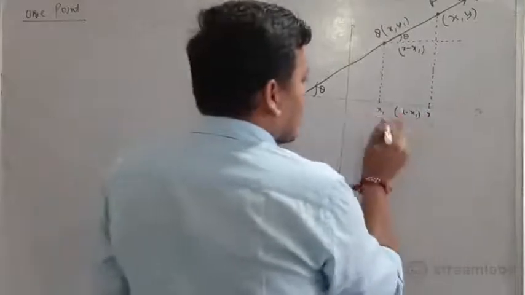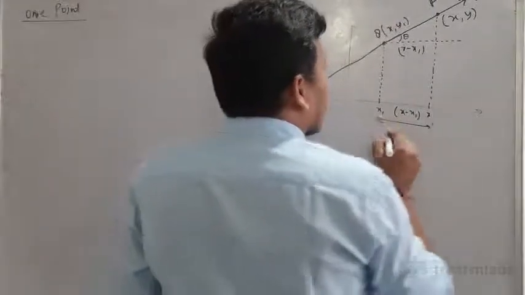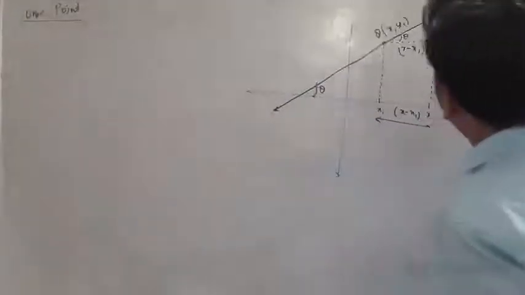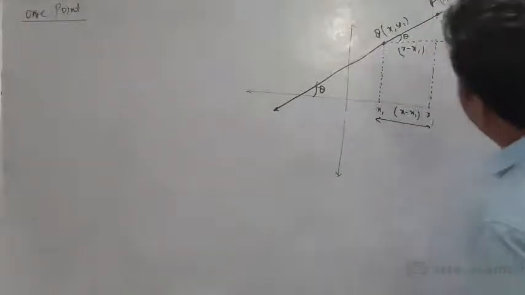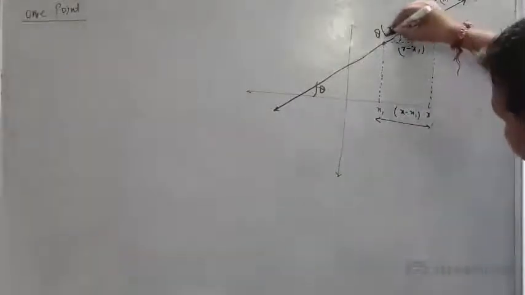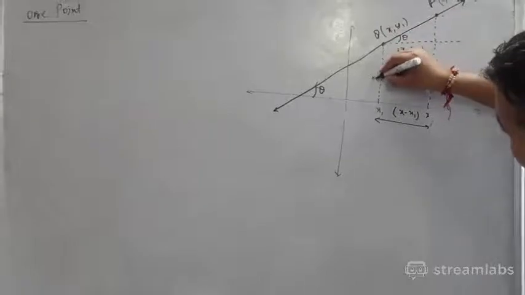Similarly here, on the y-axis, let this point be x comma y. Up to this point, what is the distance? y1.